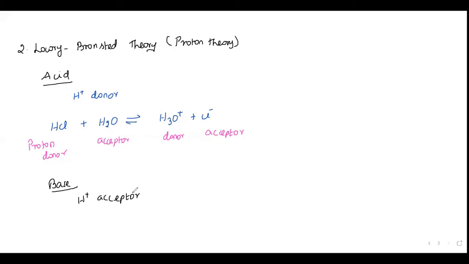So the limitation of Arrhenius theory: ammonia is a base, but it does not donate OH minus. In Lowry-Bronsted theory, ammonia is a base. How? He justified it. When ammonia is combined with water, ammonia will accept H plus and form ammonium ion. So ammonia is the acceptor.